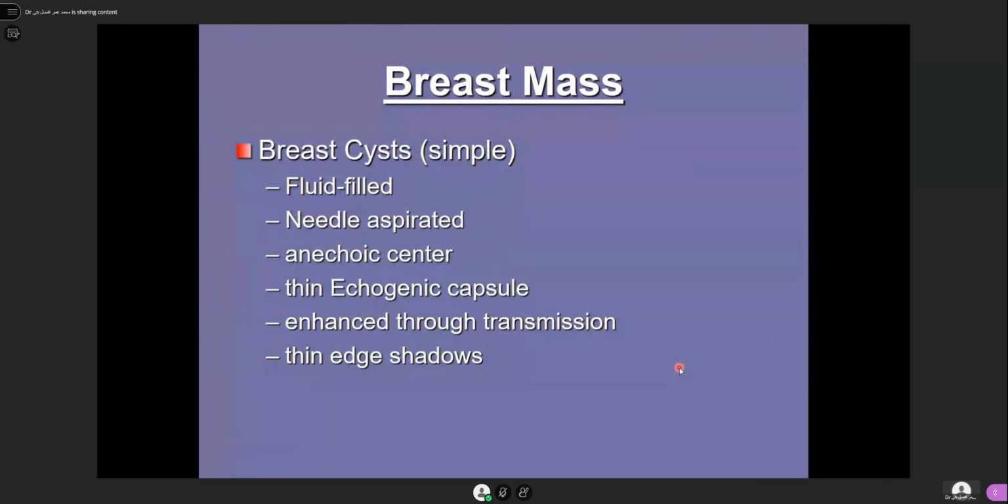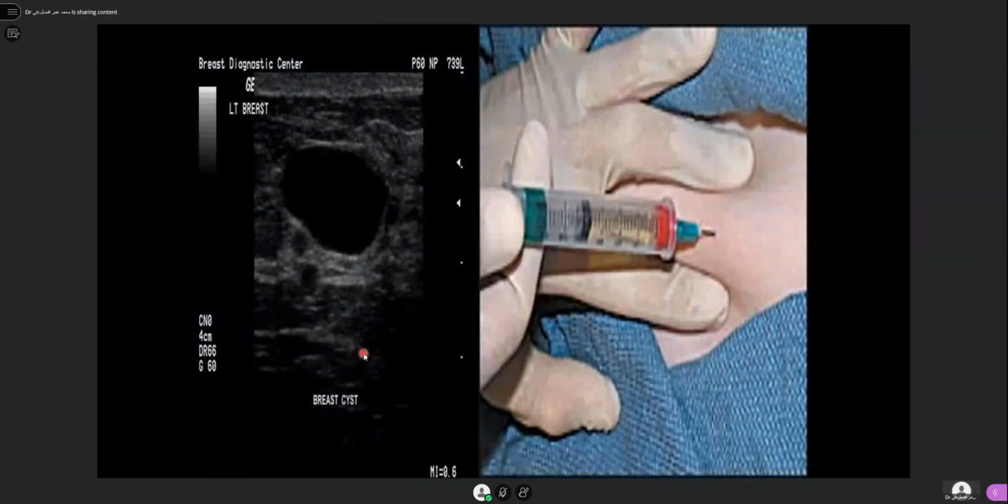Okay, so we have discussed the cyst. I told you that cysts will appear anechoic on ultrasound, and if it is a simple cyst, it will show you a thin echogenic capsule, enhanced through transmission, and thin edge shadows. Okay, these are edge shadows. These are characteristics of a simple cyst.